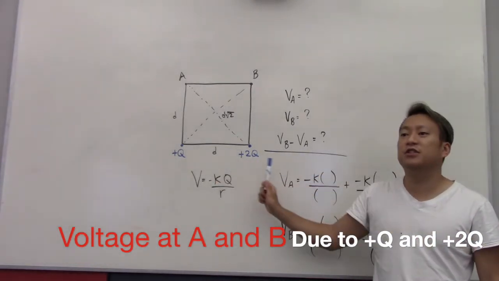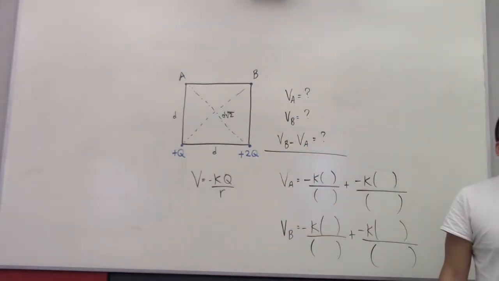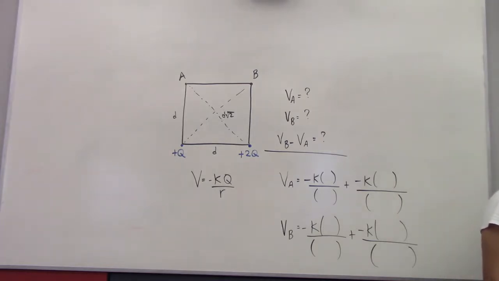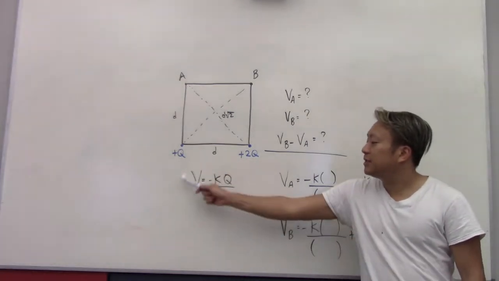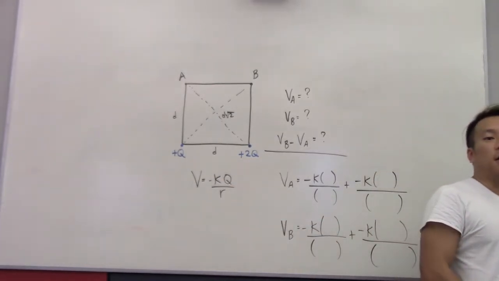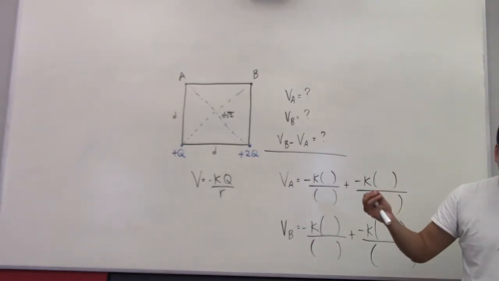Okay, we have a square and we have two charges. One is Q, one is 2Q. And we have two points, A and B, on a square. The square has side lengths of D. So we know the hypotenuse is D root 2 because of our isosceles 45, 45, 90 triangle. We're going to start out with the voltage. We're going to use this as an outline. Voltage equals KQ over R, R being the distance between the charge and the point of interest.